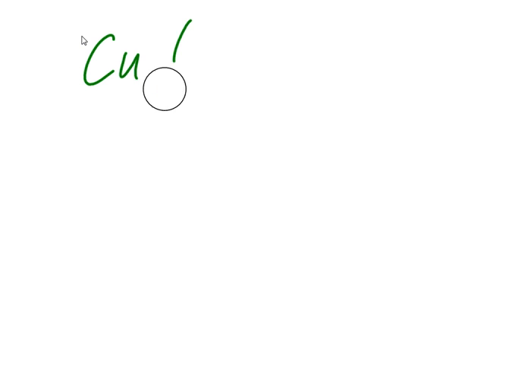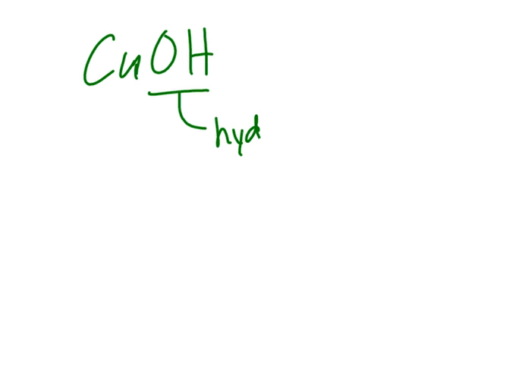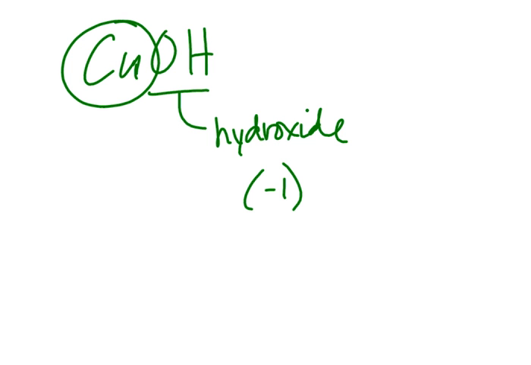Let's try this one. All right. What's that guy? Well, here I know that this is hydroxide. And I know that hydroxide is a -1 charge. That's going to be important because this is copper. Copper is a transition metal. It can be one of two charges. It can be either copper 2 or it can be copper 1, right? Based on what we've seen with copper.